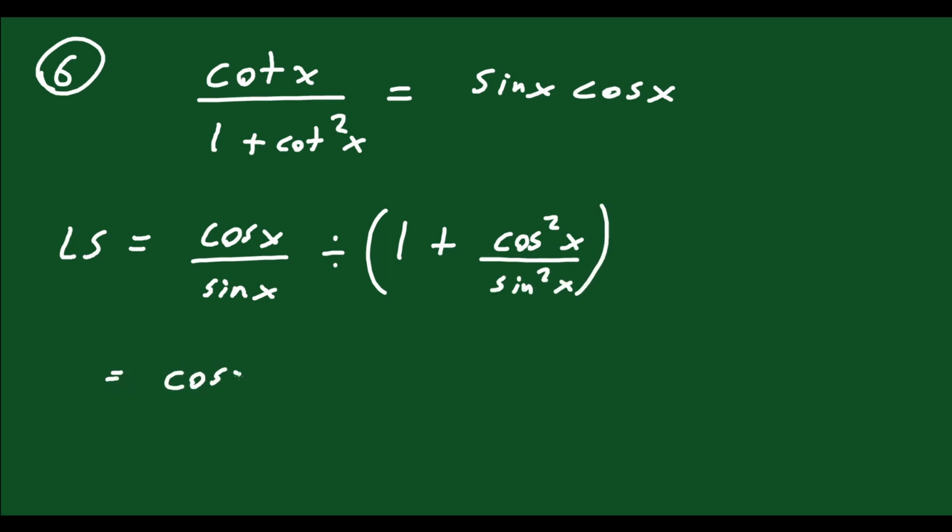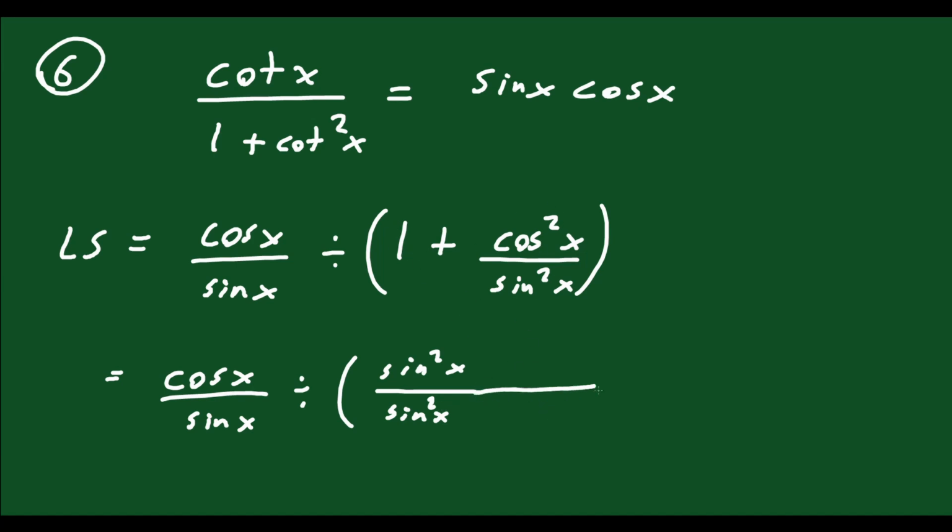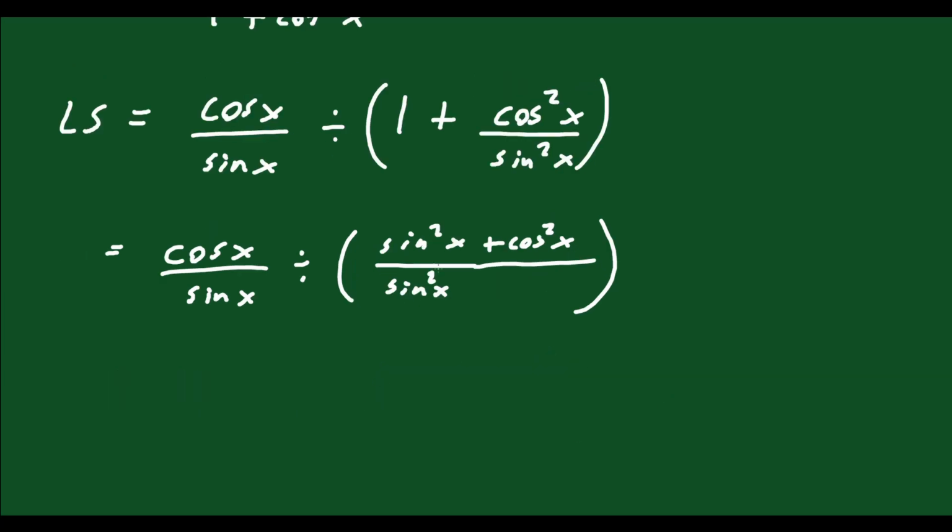So what I have is cos x over sine x divided by, I can combine these together with a common denominator, say sine squared x over sine squared x instead of 1, and then combine it with this, and then what you'll get is just sine squared x plus cos squared x over that. And that's just Pythagorean identity on top, right? Those together just equal 1. So you could say, oh, that's just equal to 1.